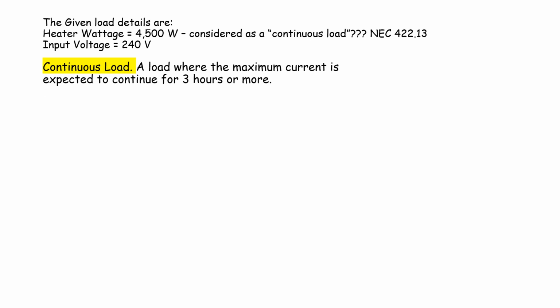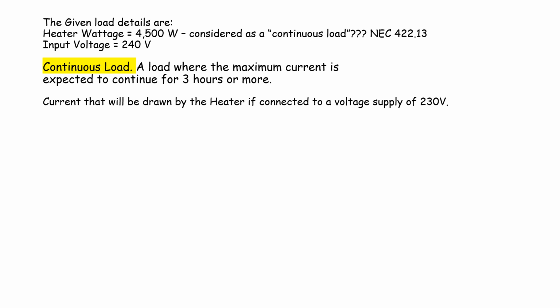Continuous load. What is the meaning of continuous load? A load where the maximum current is expected to continue for 3 hours or more. So here the heater actually is not a continuous load, because as we know, the heater switches on and off, and it will not work for 3 hours continuously. However, because of the NEC provision 422.13, it is allowed just for the purpose of calculation for the branch circuit.